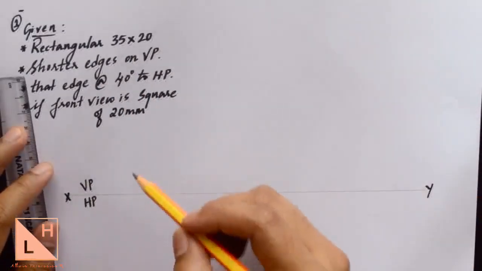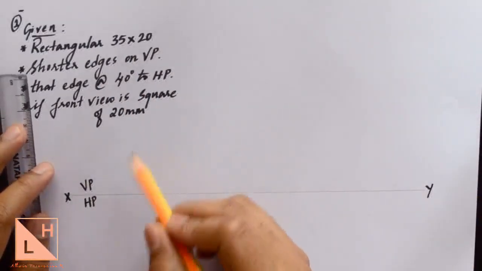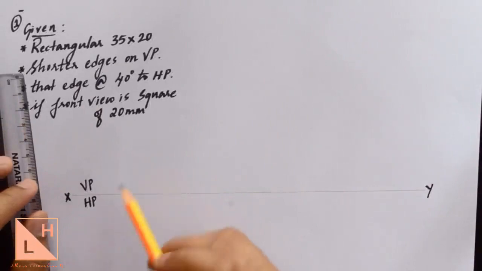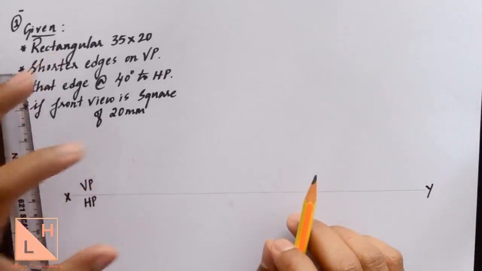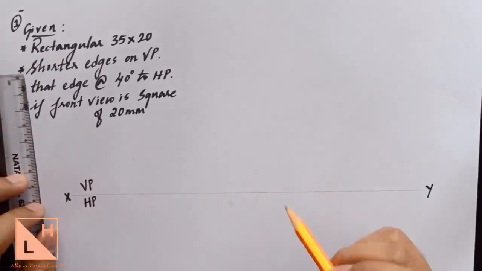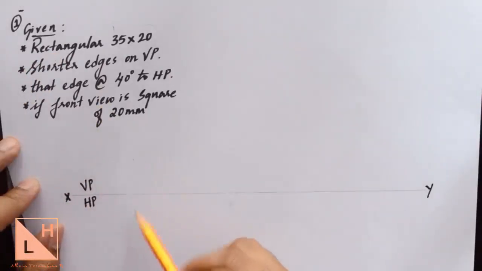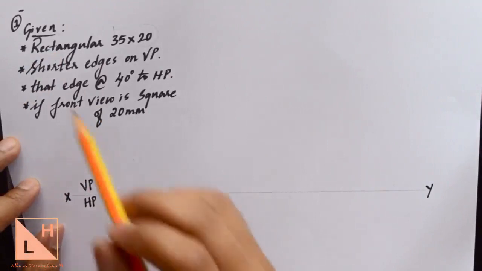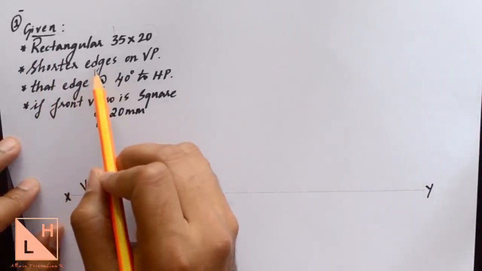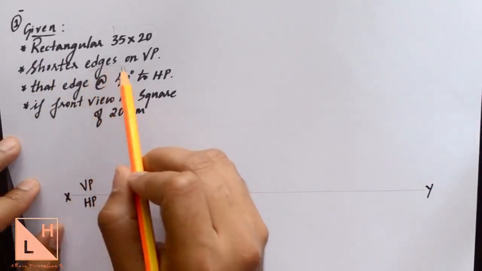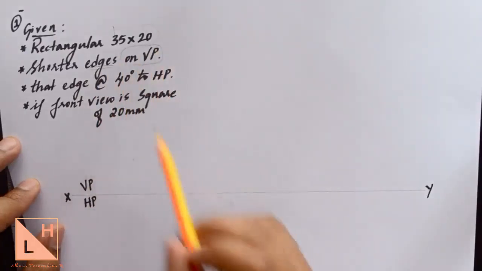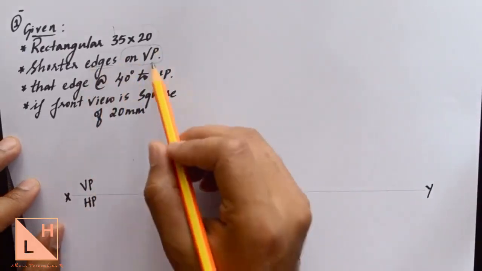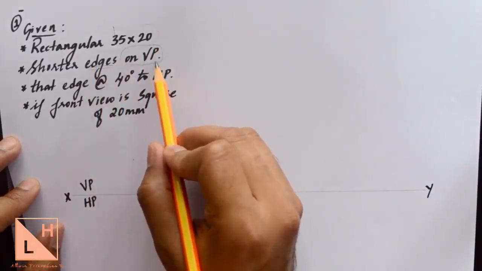Now as I have told you in the previous problems, in the first position you have to think where to draw the plane figure, whether on VP or on HP. There are two questions that you need to answer before you start the first position. To identify where we are supposed to draw the rectangle, see where the edge is resting. Here the edge is resting on VP. Since the edge is resting on VP, you are going to draw the plane figure on VP itself.